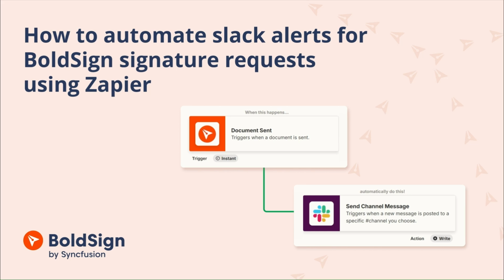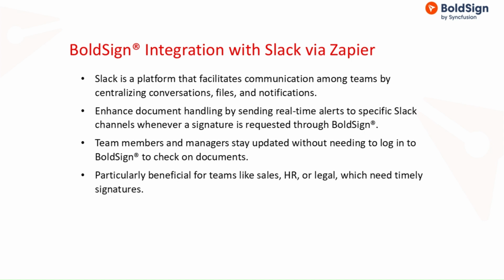In this video, you will learn how to automate Slack alerts for BoldSign signature requests using Zapier. Slack is a platform that makes it easier for teams to communicate by keeping conversations, files, and notifications in one place. The BoldSign integration with Slack improves document handling by sending real-time alerts to specific Slack channels whenever signature is requested through BoldSign. This means team members and managers in the channel don't need to log into BoldSign to check on documents, keeping them updated and able to act quickly.